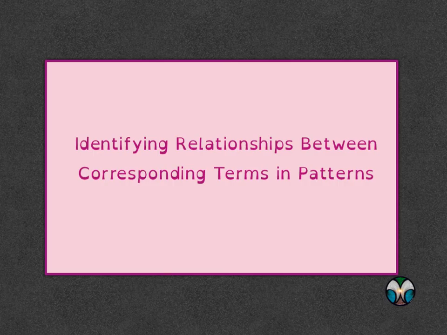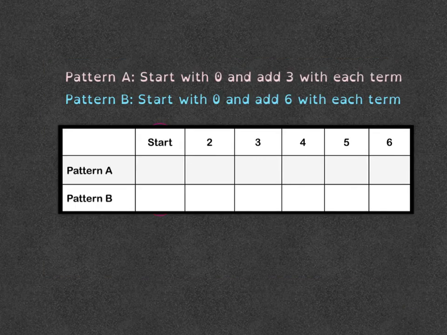In this lesson, we will be identifying relationships between corresponding terms and patterns. Before we can identify relationships between corresponding terms, we actually have to create the terms. So that requires us to create two patterns that are going to follow different rules. So we're going to do pattern A and pattern B. And pattern A says to start with 0 and add 3 with each term.